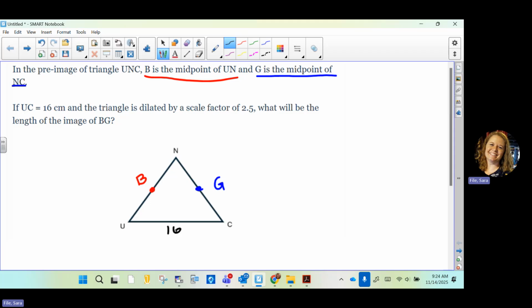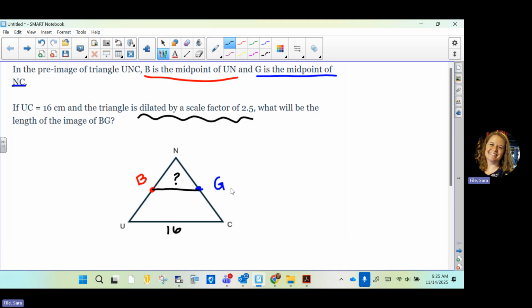If the triangle is dilated by a scale factor of 2.5, what will be the length of BG? Well, here's connecting B to G. That's what we want to know after the dilation. So we have 2 ways we could go about this. We could go ahead and find BG right now and then scale it, or we could scale UC and then find the new B prime G prime. Does that make sense? You could go in either order.